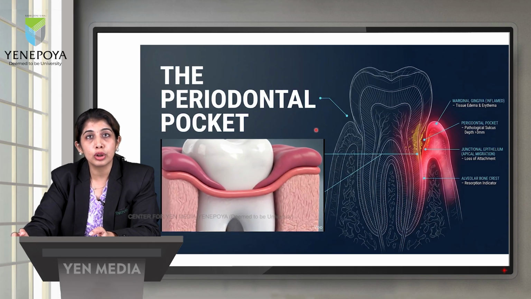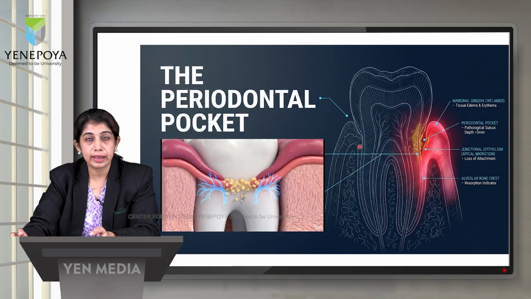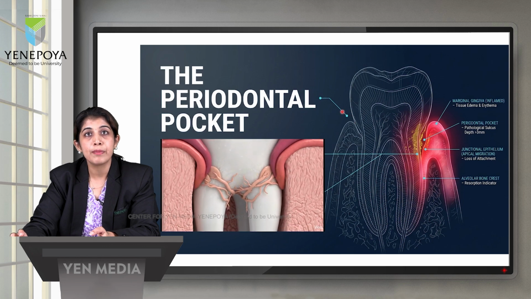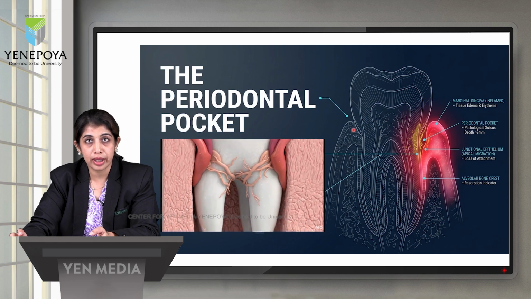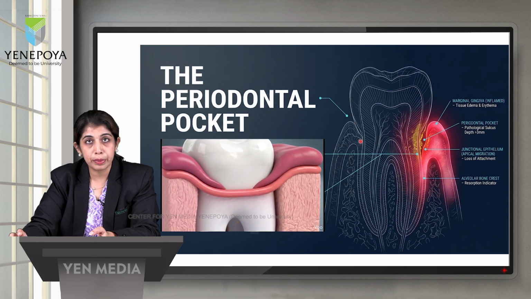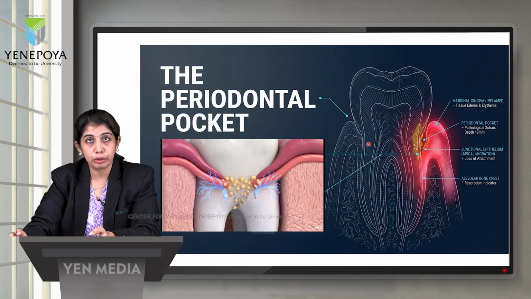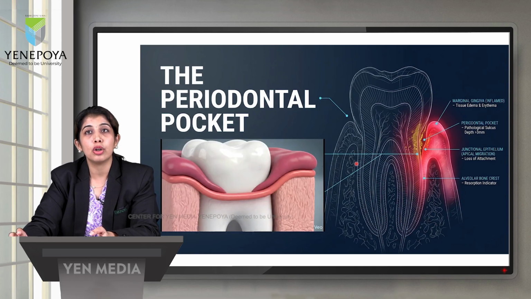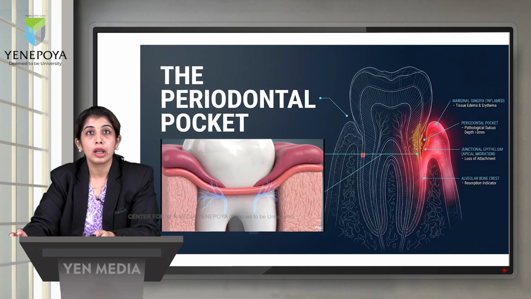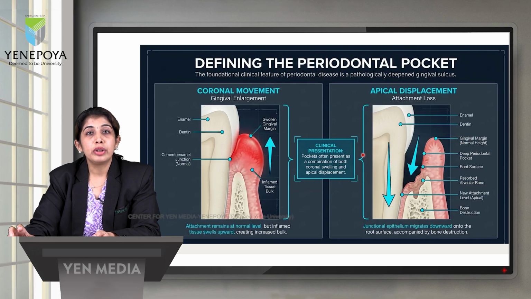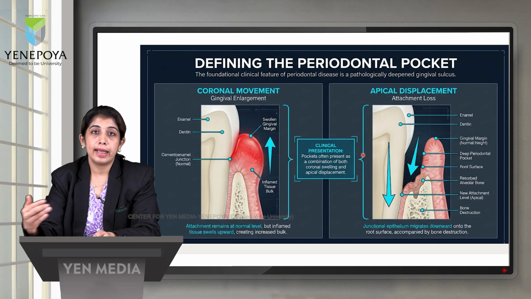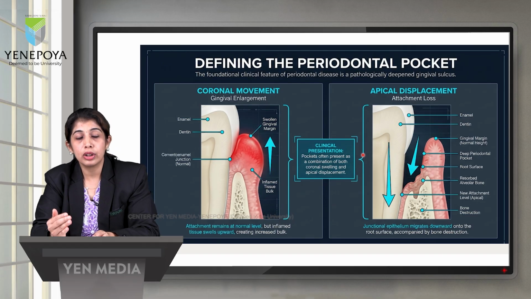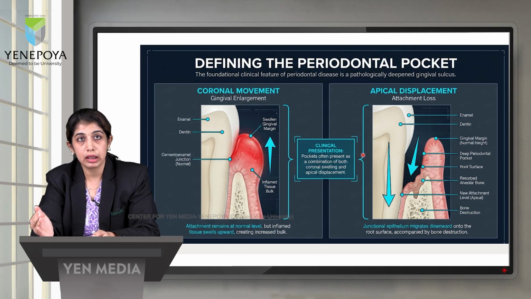So this is the whole concept of periodontitis, which begins with gingivitis. There is inflammation of the marginal gingiva, the sulcus starts to deepen, there is change in the microbial flora leading to connective tissue loss, loss of periodontal ligament and loss of alveolar bone. So how do you define a periodontal pocket? As I said, periodontal pocket is a pathologically deepened gingival sulcus.